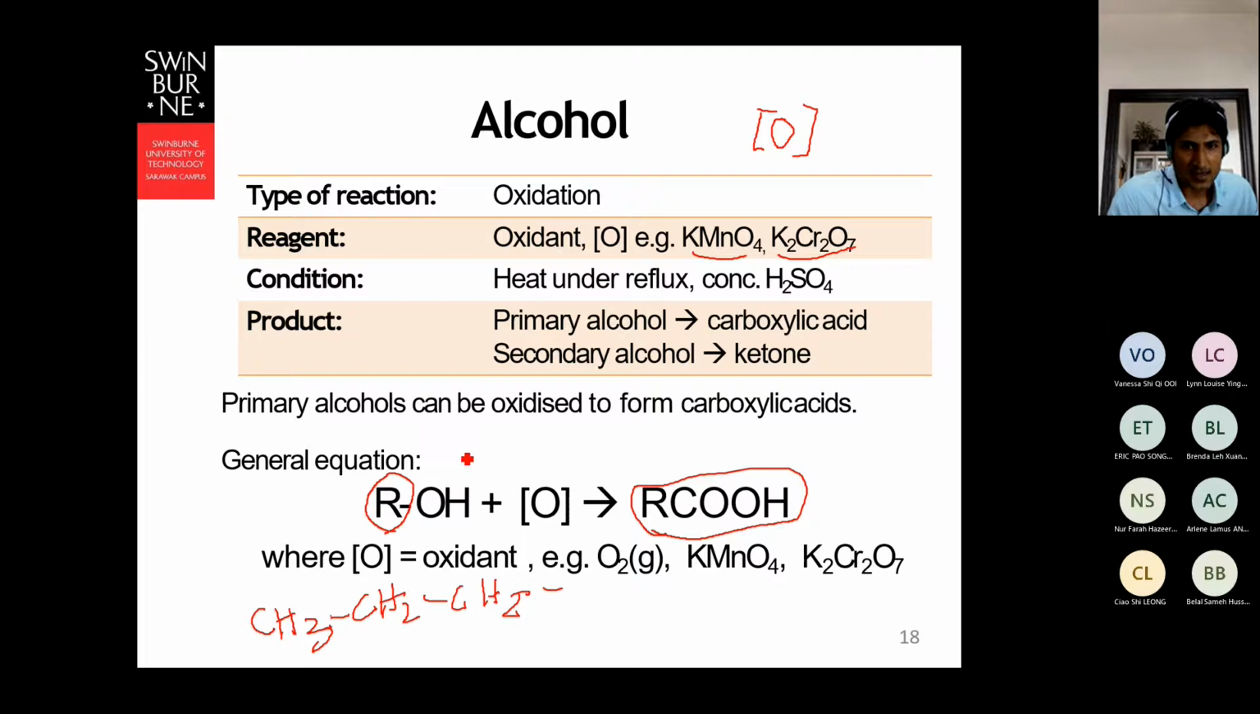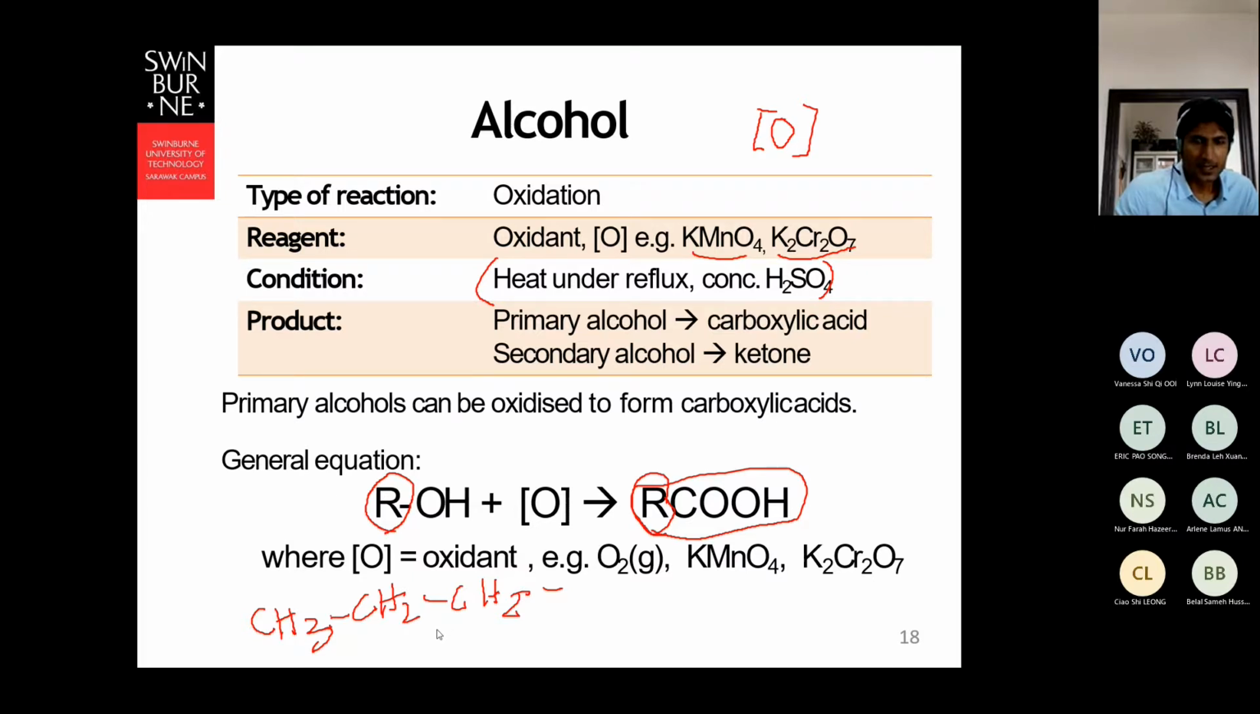So this R depends on what type of carboxylic acid. We can name it later, depends on R, but it will be a carboxylic acid. The thing is, does it always need that much concentrated sulfuric acid and heat under reflux? No. This reaction can occur without these conditions also, but only a very small amount of the reaction occurs.